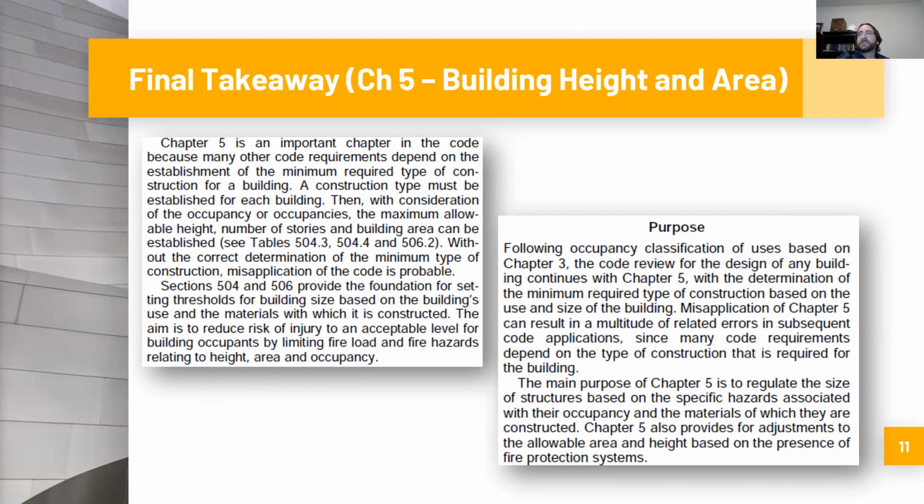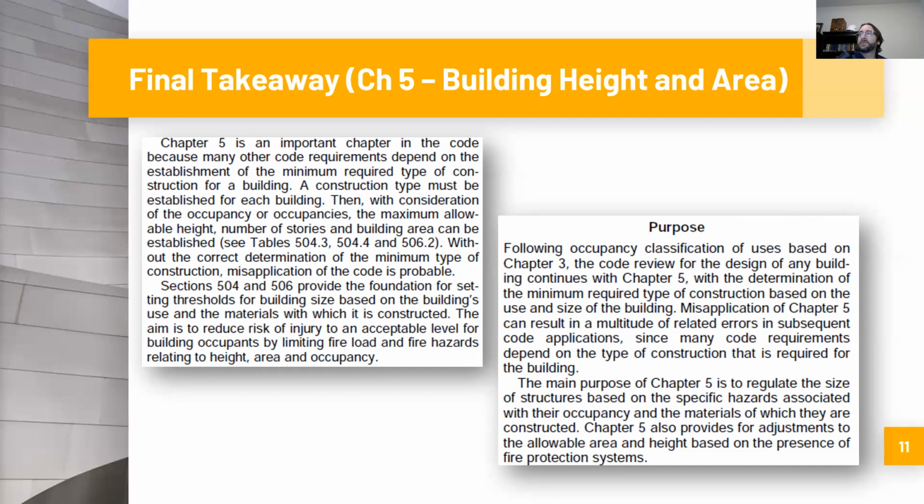Sections 504 and 506 provide the foundation for setting thresholds for building size based on the building's use and the materials with which it is constructed. The aim is to reduce risk of injury to an acceptable level for building occupants by limiting fire load and fire hazards relating to height, area, and occupancy. So again, it's focused on limiting fire hazards, limiting the dangers associated with fire. And when you're talking about dangers associated with fire, combustibility and non-combustibility are some of the most significant factors in that question.